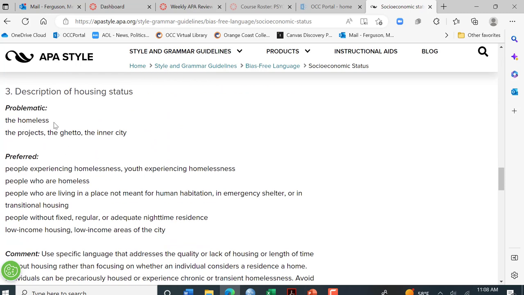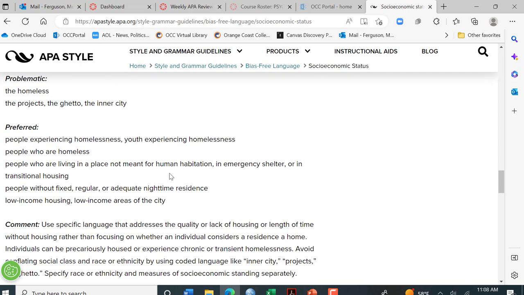Calling a group of individuals the homeless or the projects. How about people that are experiencing homelessness instead? People who are in an emergency shelter.